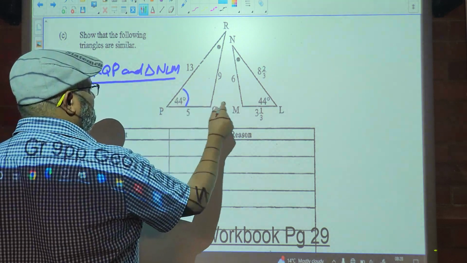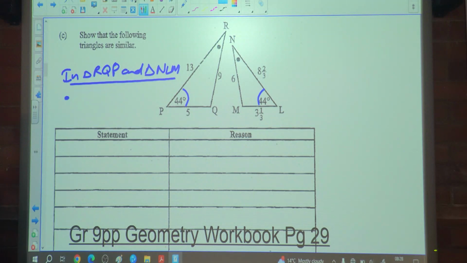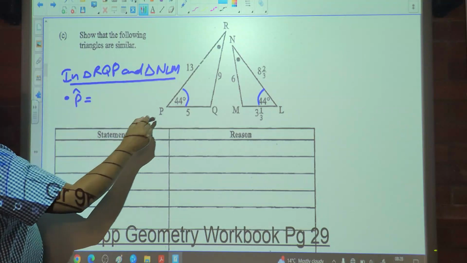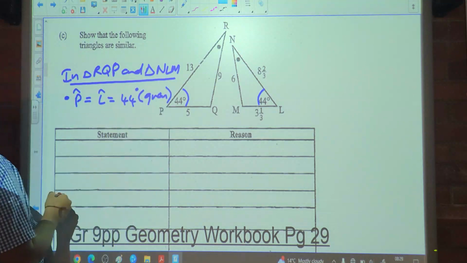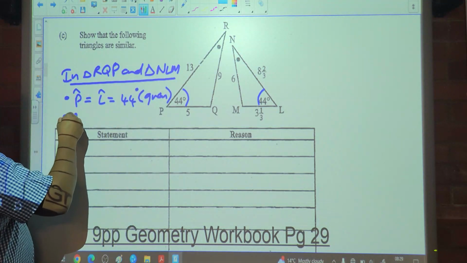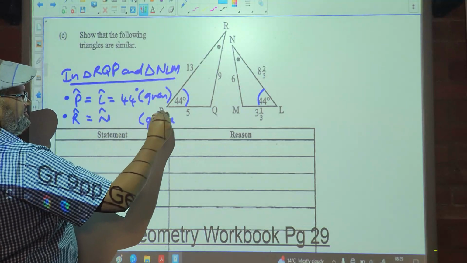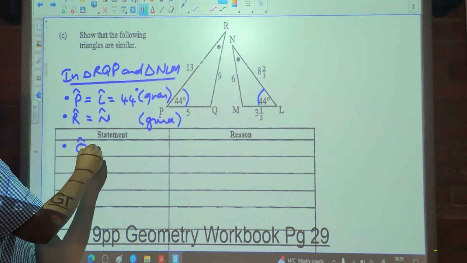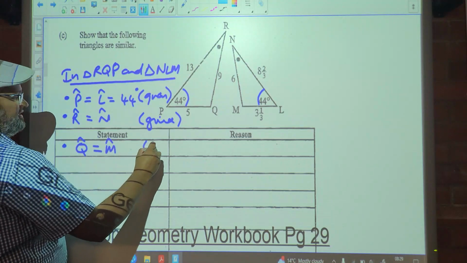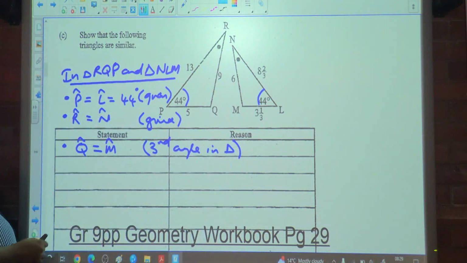So what do we know? We know that angle P is equal to angle L. These dots indicate the angles that are proven to be equal. So angle P is equal to angle L, which is equal to 44. Why? That was given to us. Then angle R is equal to angle N. Why? Given. As you can see, we've got the same marking. So therefore angle Q has to be equal to angle M. Why? Third angle in triangle.